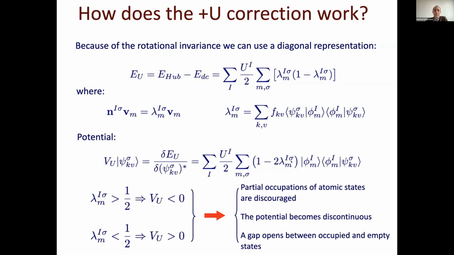And you see immediately that if lambda exceeds half occupation, so if the state is more than half occupied, the potential is attractive and favors further occupation of that state. The opposite happens if lambda is smaller than 1/2 to start with, so that the potential becomes repulsive and pushes the electron away in order to favor the state becoming empty. So a gap opens in the spectrum of the system between fully occupied and fully unoccupied states, which is due to the action of this Hubbard correction.